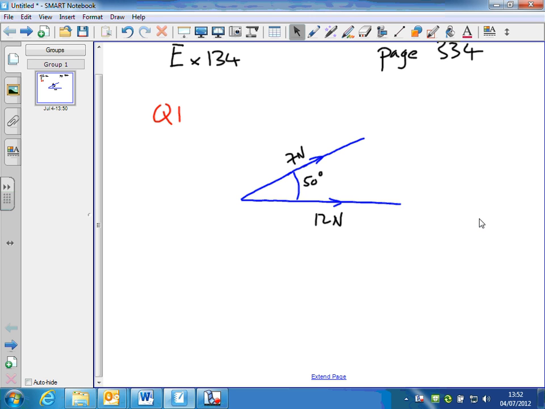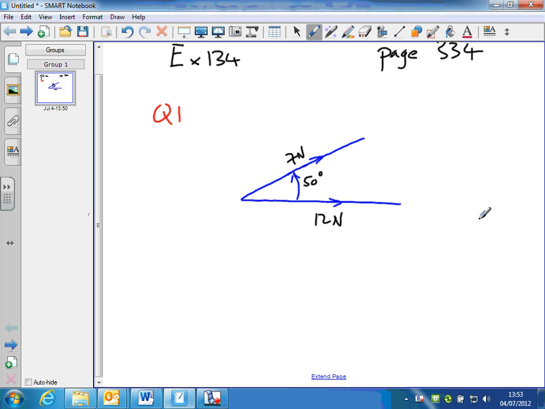Exercise 134, question 1. We've got two forces, 12 newtons and 7 newtons, and the 7 Newton force is acting at 50 degrees to the 12 Newton force. So we can draw it. It looks a bit like that. We've got to find the size of the resultant and its angle relative to the 12 Newton force.